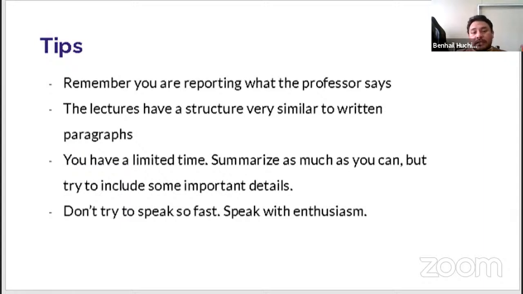You have limited time. Summarize as much as you can, but try to include some important details. Remember, here it is a shorter time, only 20 seconds. You don't have 30 seconds to prepare. You only have 20, and it's fast. So again, you have to take very important notes. It doesn't matter if you don't understand the topic. What matters is that you understand what the professor said, so you can repeat it. If you don't know anything about the topic, it is okay. Don't worry. Just repeat the information given.